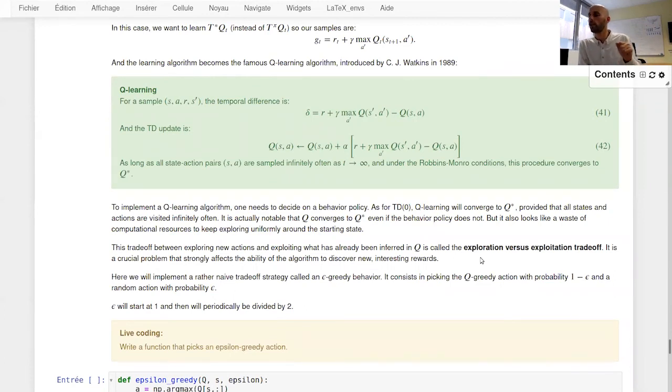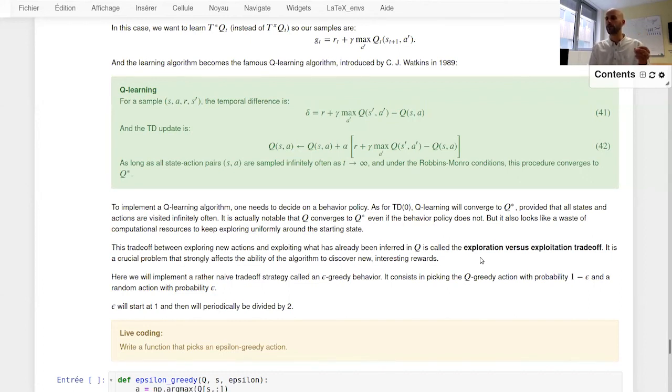So it is actually notable that Q converges to Q star, even if the behavior policy does not. But it also looks like a waste of computational resources to keep exploring uniformly or very naively around the starting state. And this is the final main concept I would like to convey to you during this class.